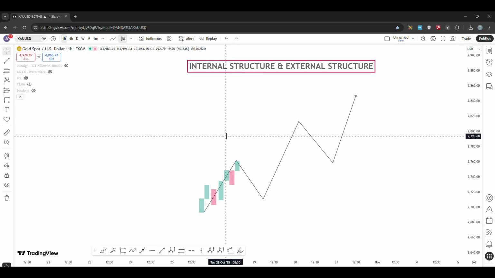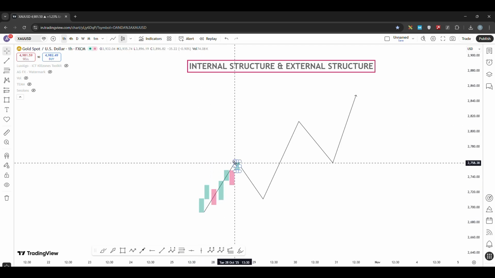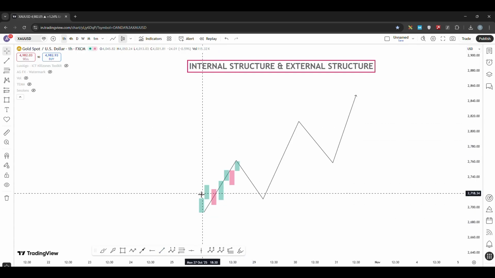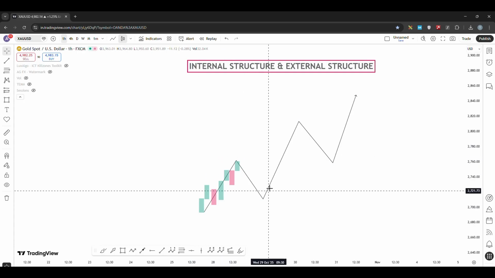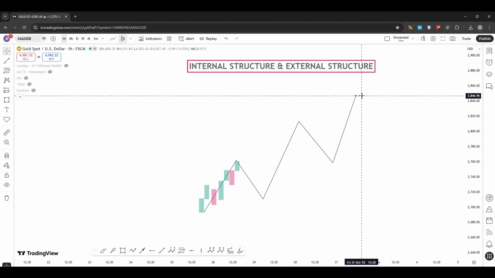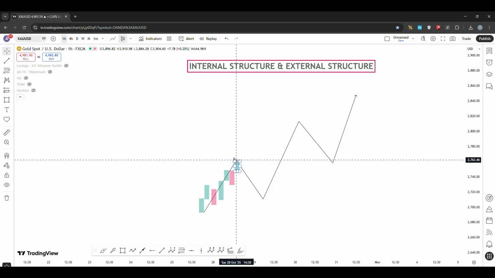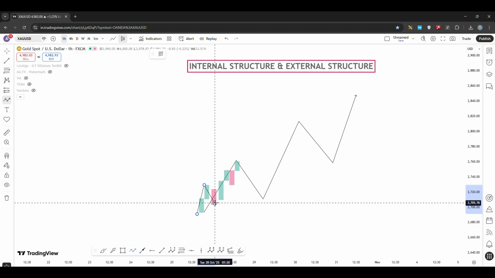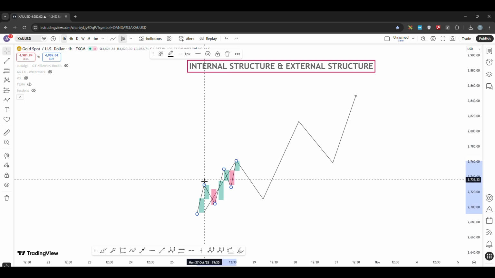Okay, so this is what internal structure is. When you zoom in, the structure that you see in the market, this is what an internal structure is. But when you zoom out and watch the overall trend of the market, the overall structure of the market, this is an external structure. But when you zoom in, inside the impulsive move, you see structure like this. Highs and lows, right? This is what you see.